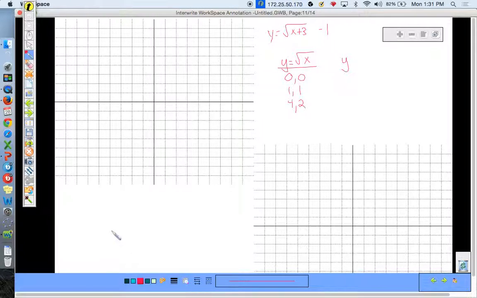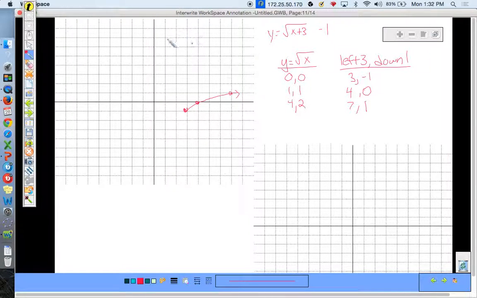What happened to this function here? Well, let's see, plus 3 moves to the left 3 and down 1. So when we look at this, 0, 0. To the left 3 would become 3, down 1 is negative 1. To the left 3 would be 4, down 1 would be 0. To the left 3 is 7, down 1 would be 1. So we end up with 3, negative 1, 4, 0, 7, 1.